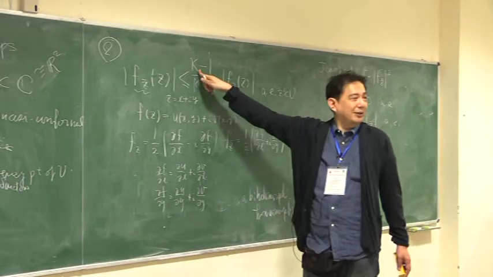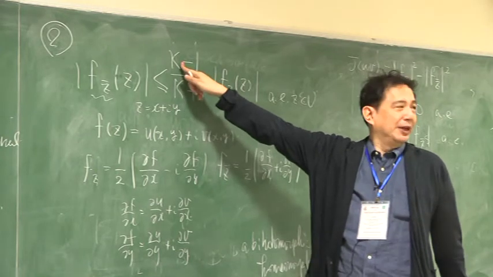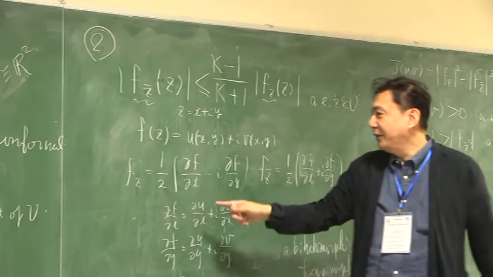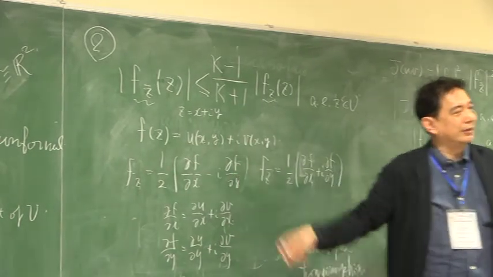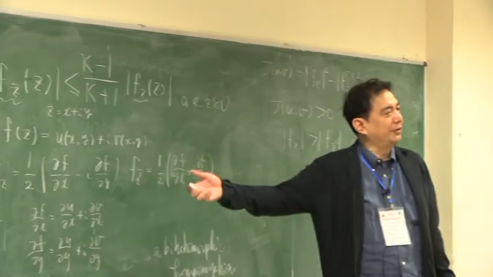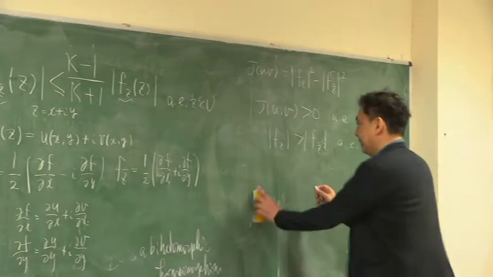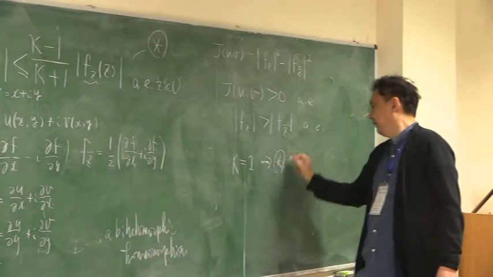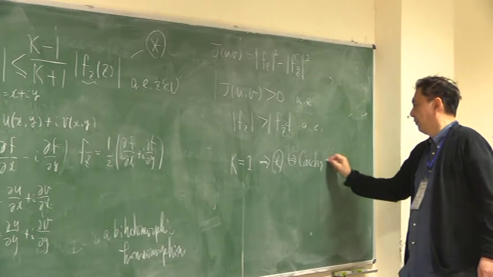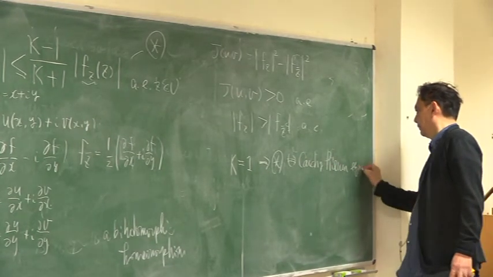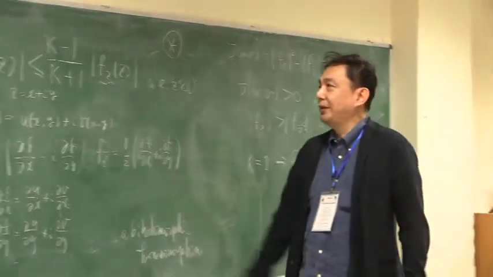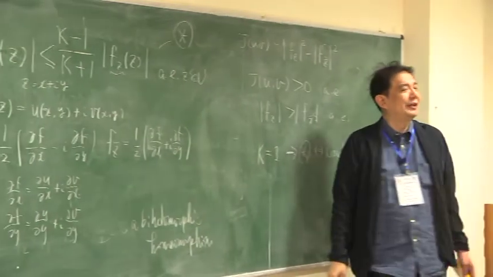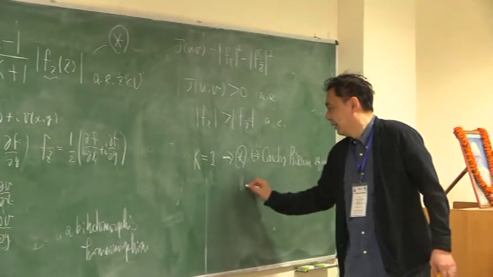So for instance, if k is 1, what's the meaning of this inequality? If k is 1, this is 0. So that means this one is 0, this should be cancelled. That means what you have is the Cauchy-Riemann equation. So if k is 1, then this inequality is nothing but the Cauchy-Riemann equation. If the Cauchy-Riemann equation holds for almost every point, then it's holomorphic. So this means f is holomorphic.